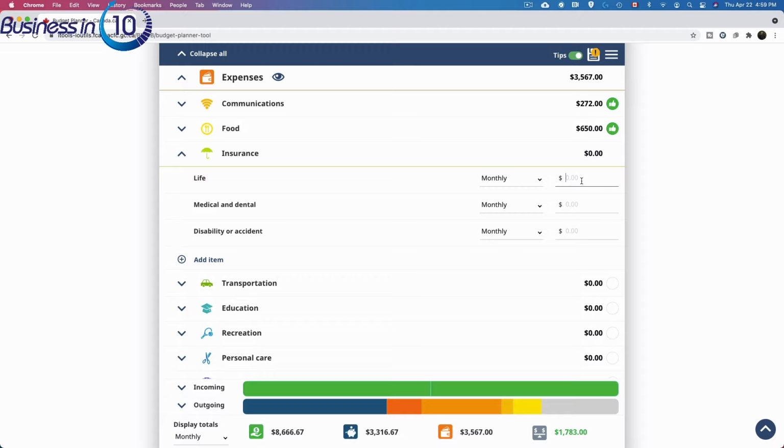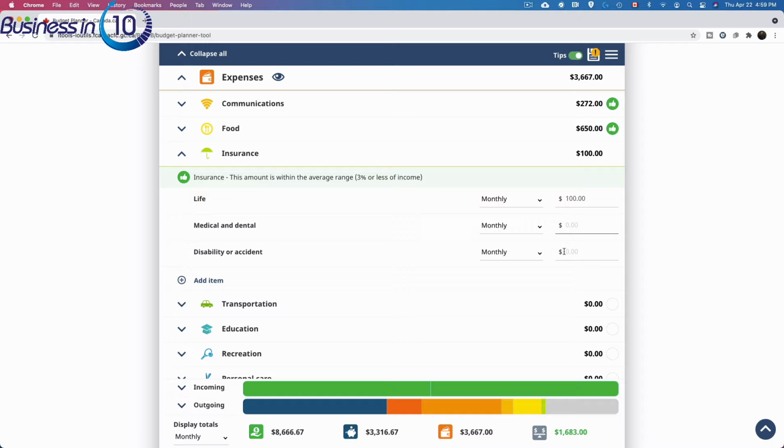Insurance. Life insurance, let's say about $100 on a monthly basis. If you have disability or accident insurance, you put it in here, okay?